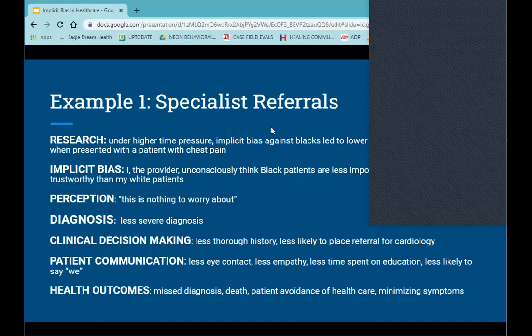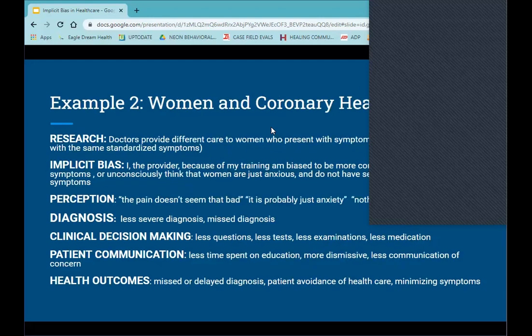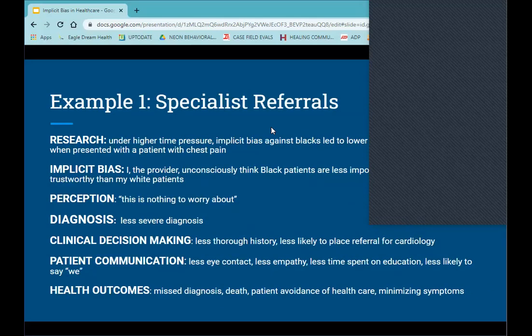So there is research about how this impacts specialist referrals. And a lot of my examples today do focus on bias against Black men and women because of our patient population. I think that's really important to talk about. But I will talk about some other examples as well, because implicit bias can refer to attitudes towards any group of people.